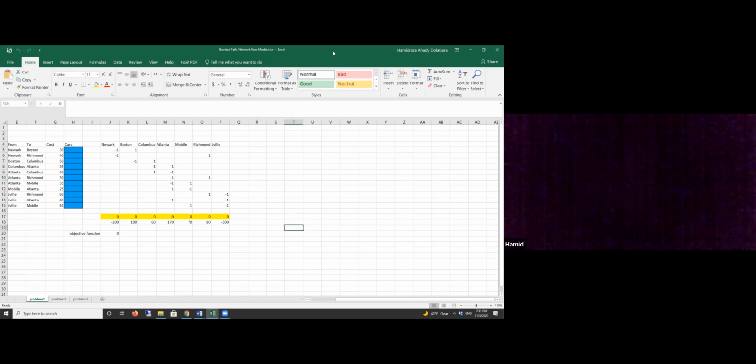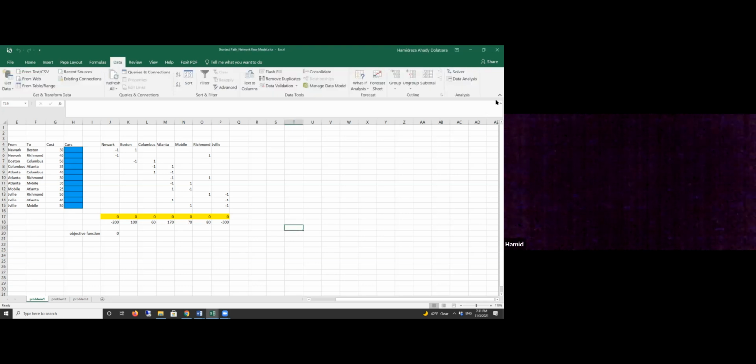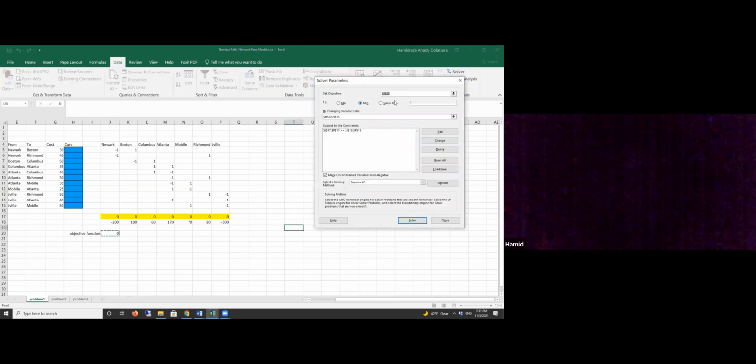Let's look at the solver, the formulation that I put there. Data, solver. So first of all, my objective function is to minimize: the decision variable, number of cars, times the cost of the link. It is a minimization problem. Also, I identified my decision variables, which are on those blue cells.